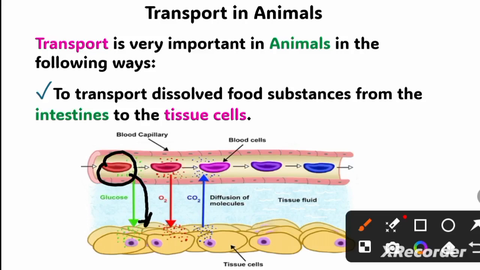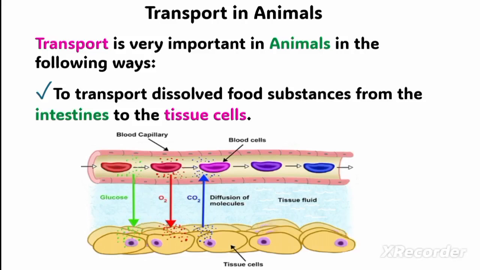In the tissue cells, that is where we are going to find mitochondria. Mitochondria is considered to be a powerhouse where respiration takes place. For respiration to take place, there is need for glucose.